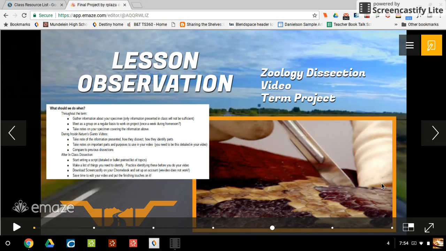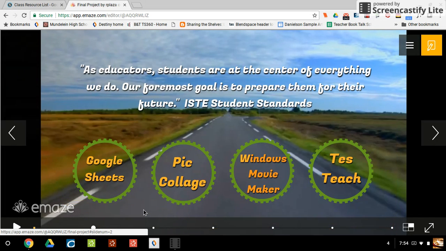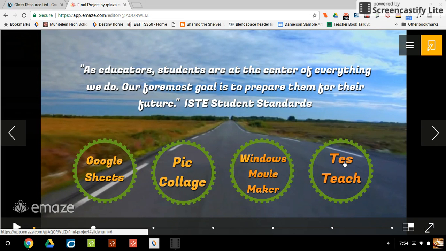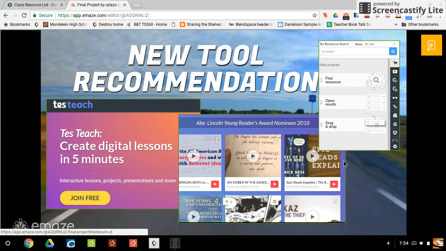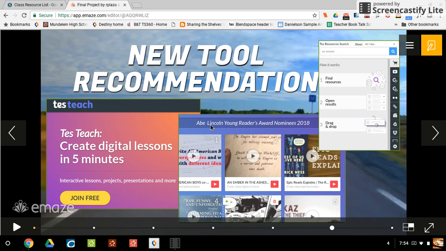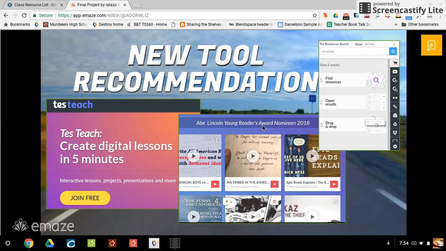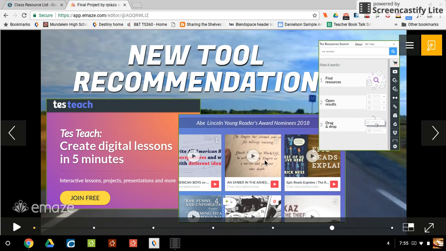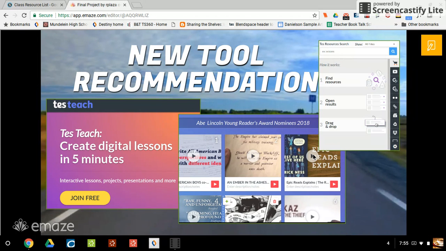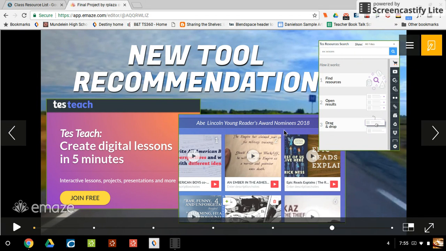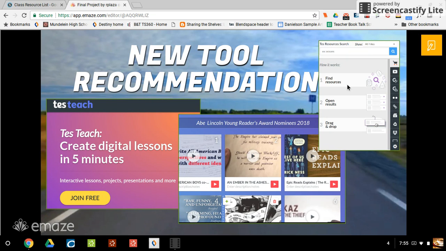There is one more that I can tell you about, and it is something that I have used just this past spring to promote a library reading award called the Abe Lincoln Young Readers Award. There's a list of 20 nominated books, and students vote on them once a year after reading from the list. Anyways, I promote this with a page from Blendspace or TES Teach. Easy collection of book trailers.